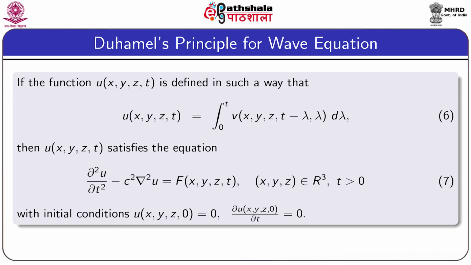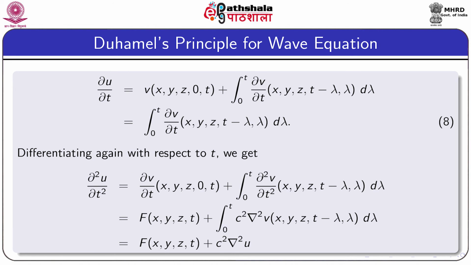Now to establish that, we differentiate u with respect to t. So, if you look at equation 6, if you take the differentiation of u with respect to t, this is differentiation under the sign of integration. So, according to that rule, its value is equal to v at the point x, y, z, and we have to put the value of lambda as t. So, if we put the value of lambda as t, the fourth argument becomes 0 and lambda is t.